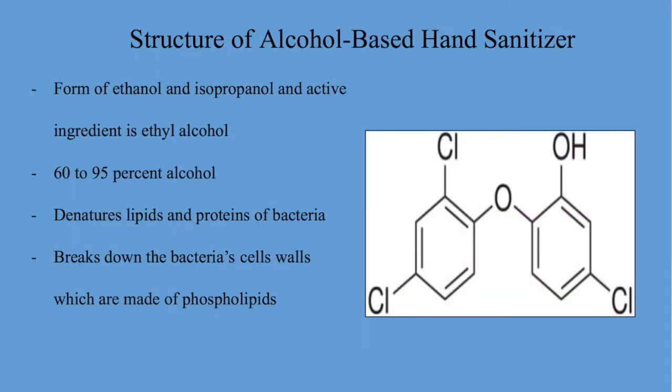The structures of alcohol-based hand sanitizers. They're a form of ethanol and isopropanol, and their active ingredient is ethyl alcohol. 60 to 95% of these hand sanitizers are made up of alcohol, and they get rid of bacteria by denaturing the lipids and their proteins. They break down the bacterial cell walls, which are made of phospholipids.